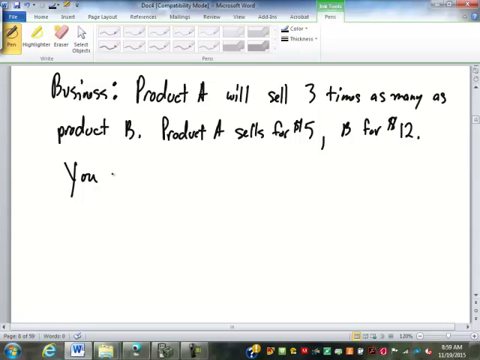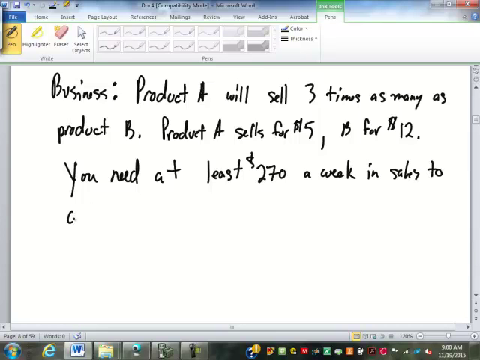You need at least $270 a week in sales to cover cost. How many of each do you need to sell to meet your minimum?